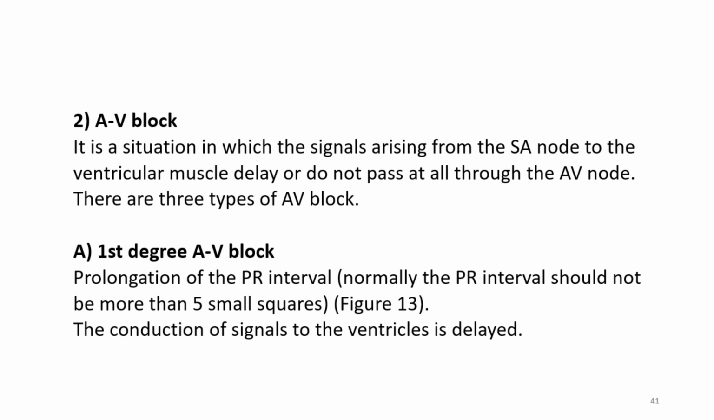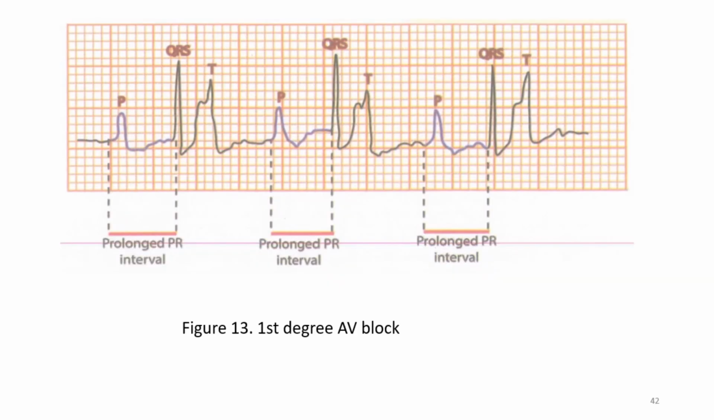First degree atrioventricular block, prolongation of the PR interval. Normally the PR interval should not be more than 5 small squares. The conduction of signals to the ventricles is delayed. Here you see a prolonged interval, so this is the first degree atrioventricular block. Prolonged PR intervals can be followed in the electrocardiogram.